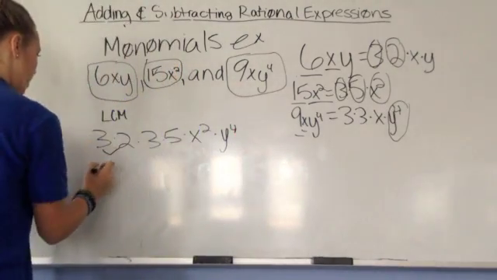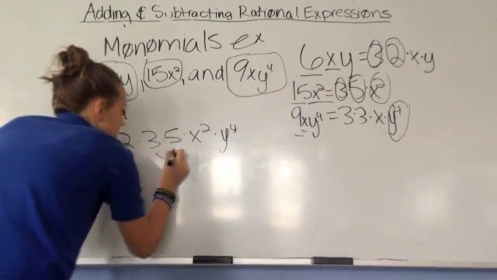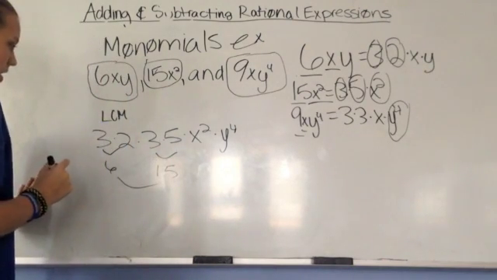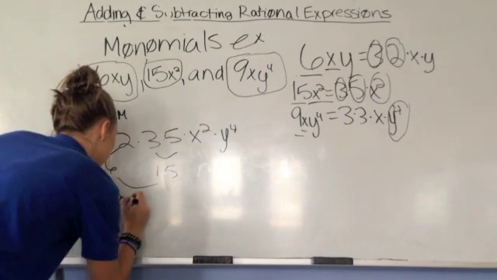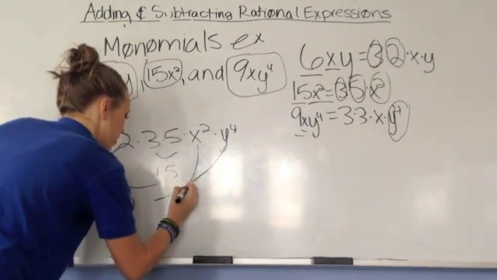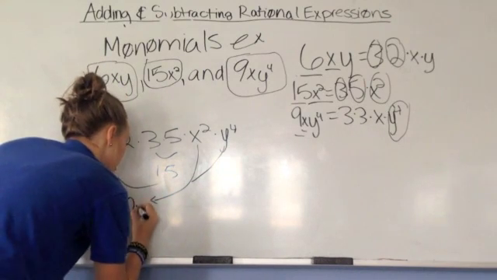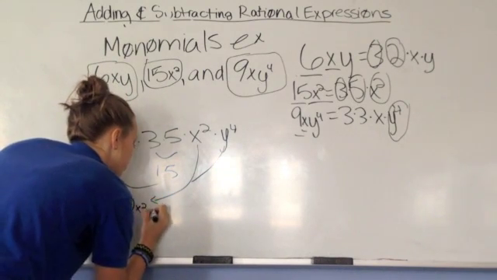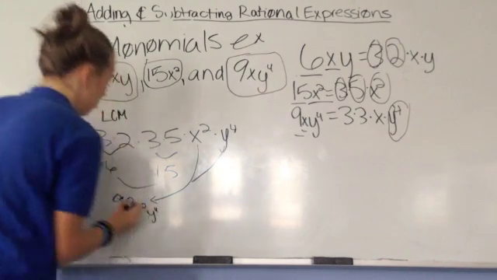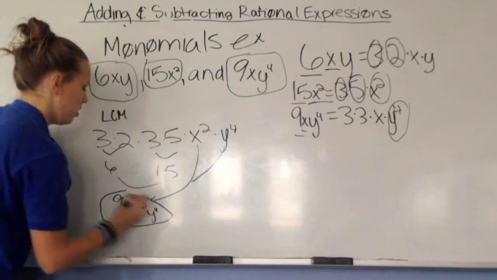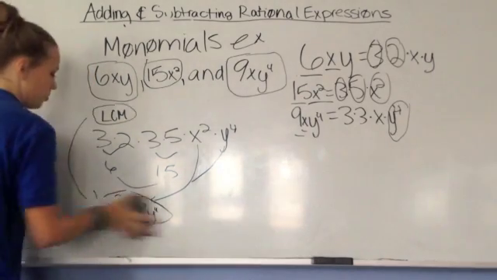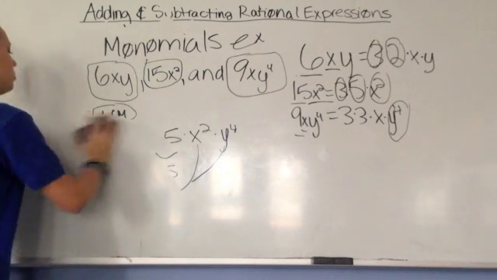So this and this get 6, and this gets 15, and this times this is 90. So 90, and then bring down the x squared and the y to the 4th power. So x squared times y to the 4th power. So the LCM will be 90x squared y to the 4th power. Next, we're going to go over polynomials.